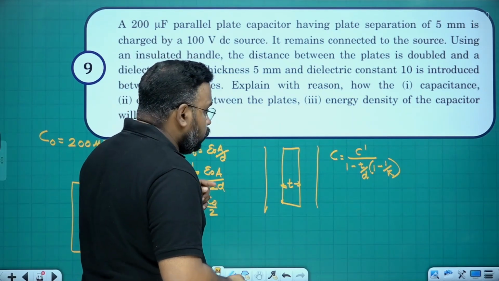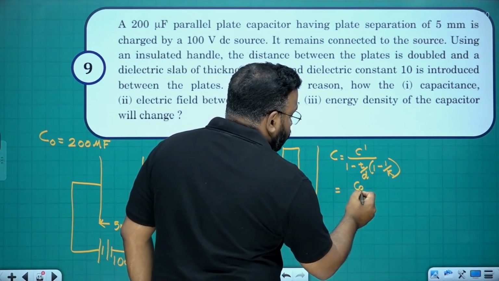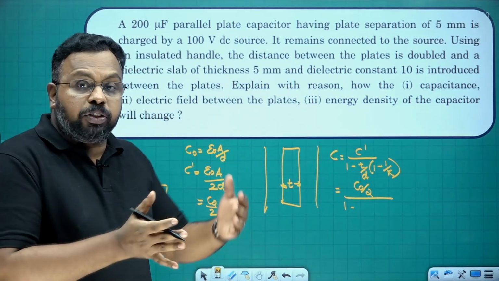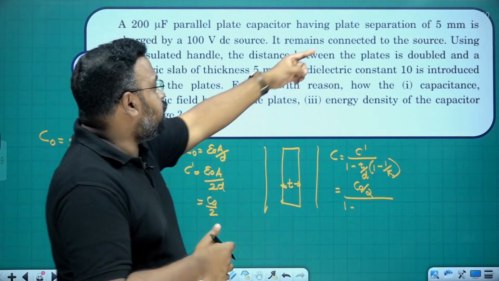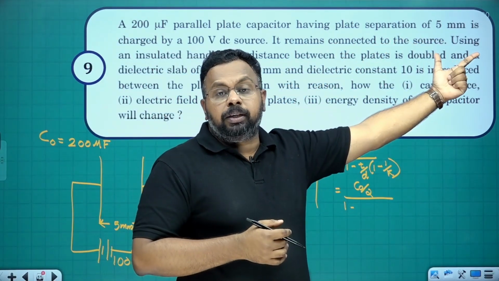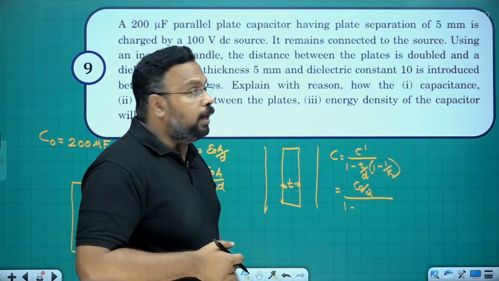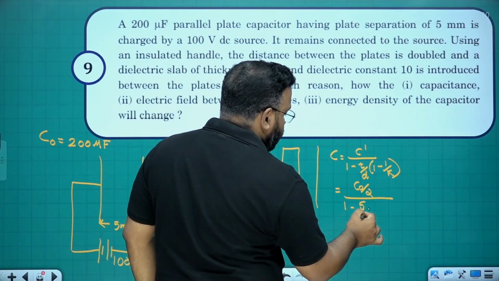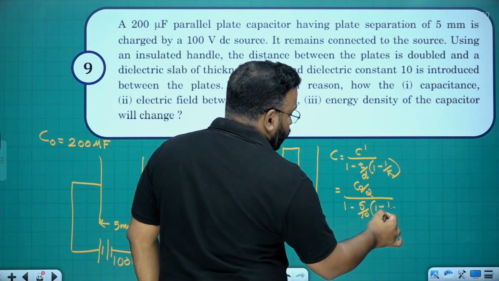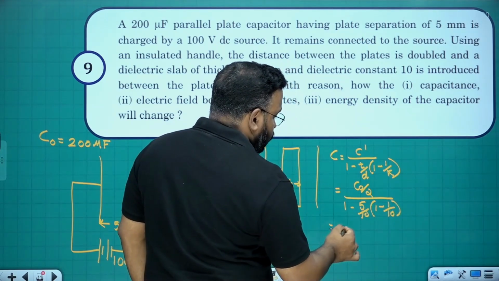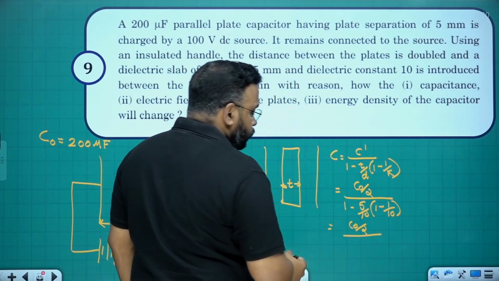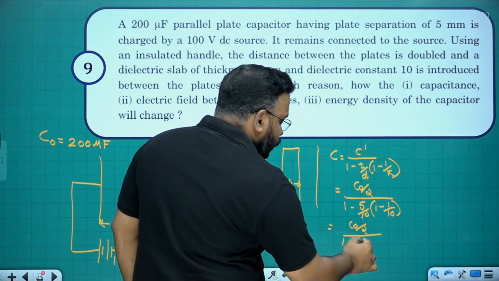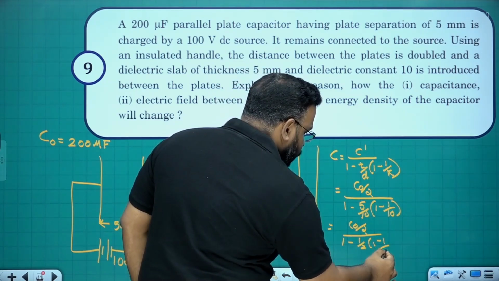But here C dash is equal to C naught by 2, divided by 1 minus t by d. d means the new distance after doubling. Initially what was the distance? 5 millimeter. Doubling it will become 10. So d value is 10. What is the thickness of the slab? 5 millimeter. So here we get 5 by 10 into 1 minus 1 by K, which is 10 again. So we get C naught by 2 divided by 1 minus 1 by 2 into 1 minus 1 by 10.